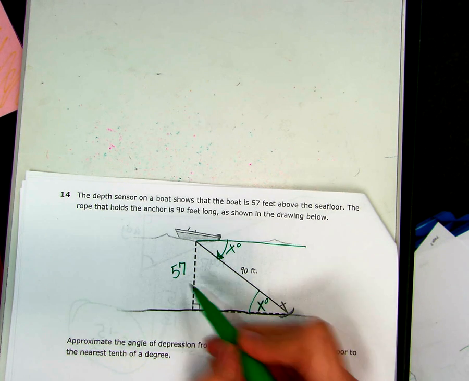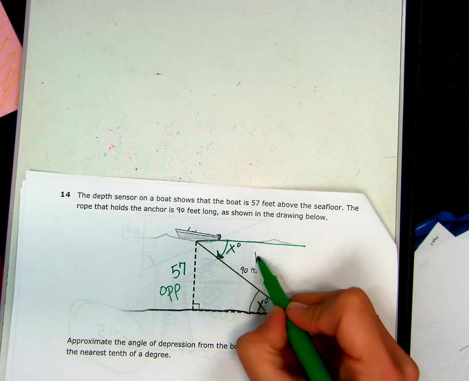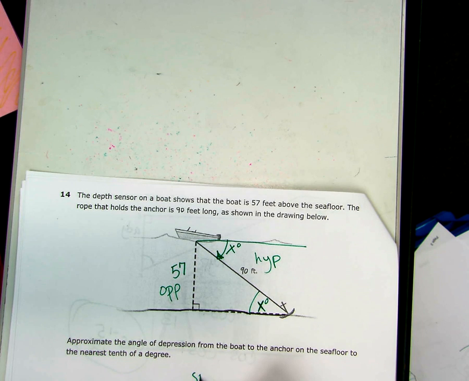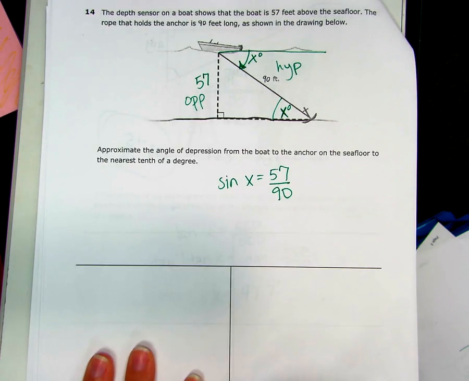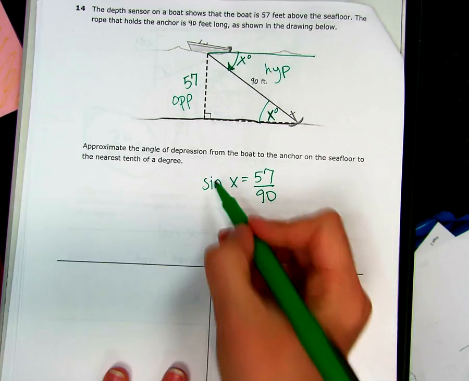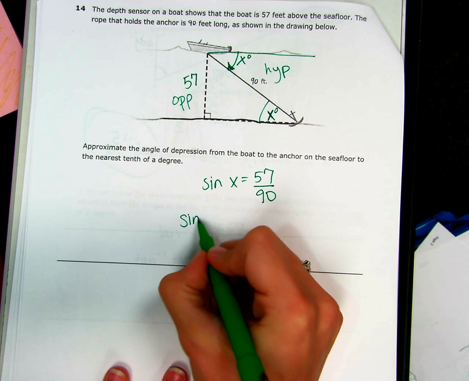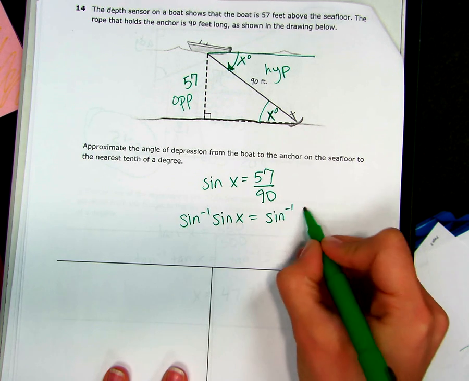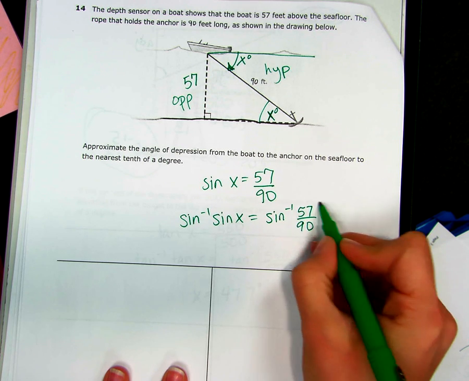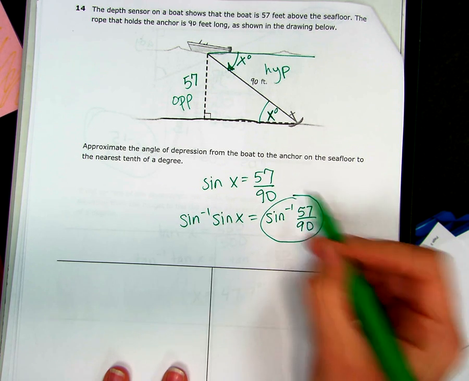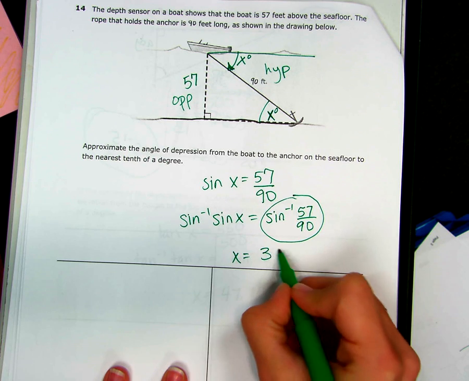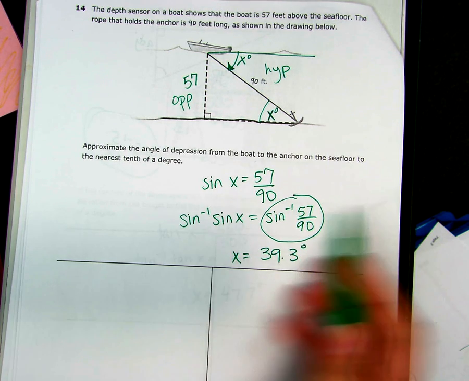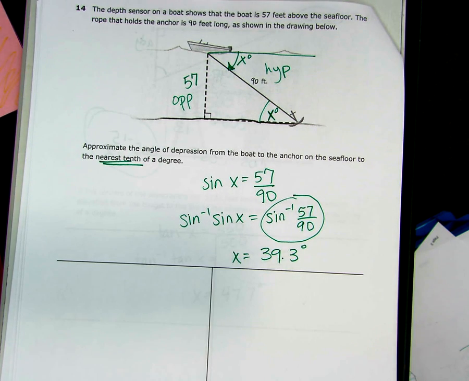So compared to this angle, we've got opposite, we've got hypotenuse. So we're going to say sine of that angle is 57 over 90. So to undo sine, we're going to do inverse sine. So this is what you type in your calculator right here. Type that in correctly, you should get 39.3 degrees because we're going to the nearest tenth again.